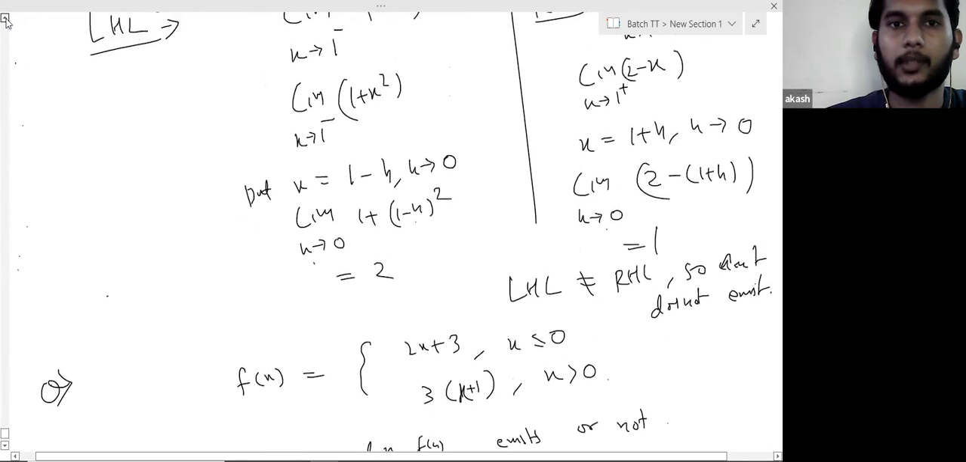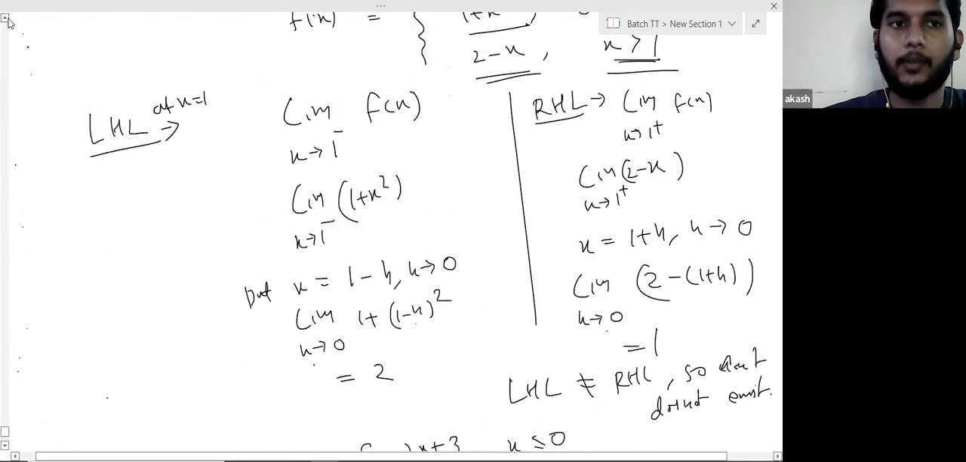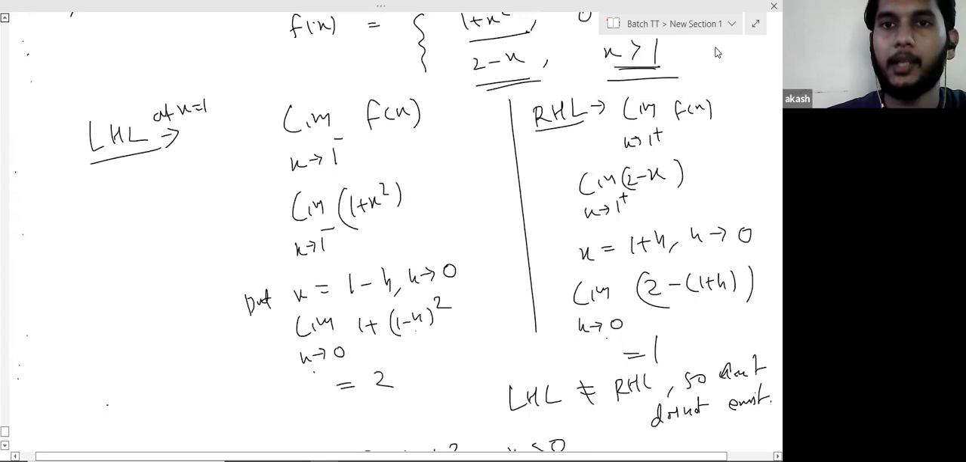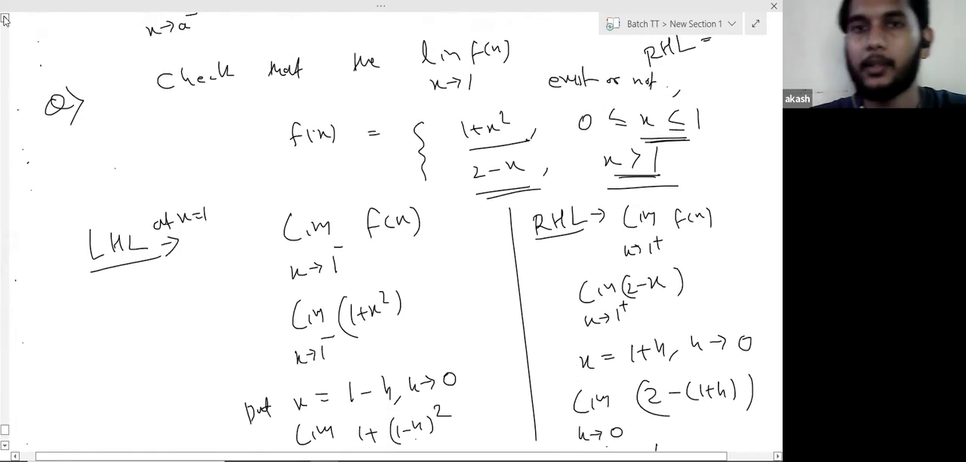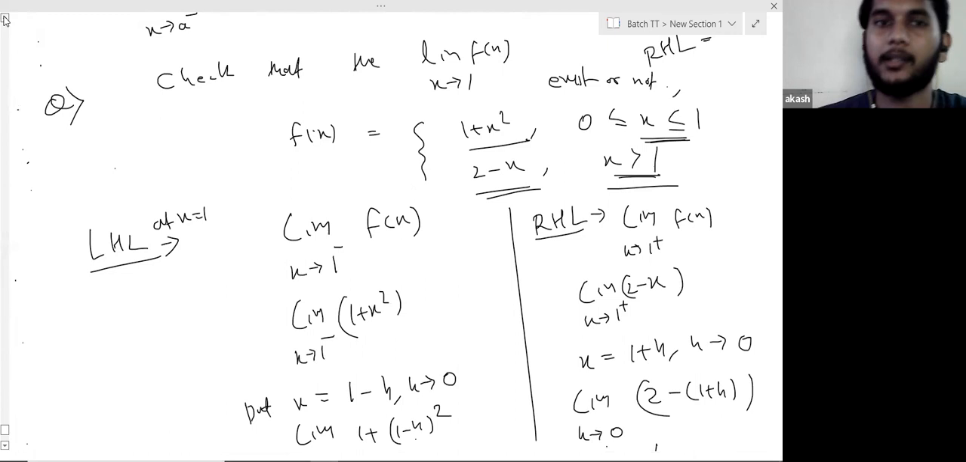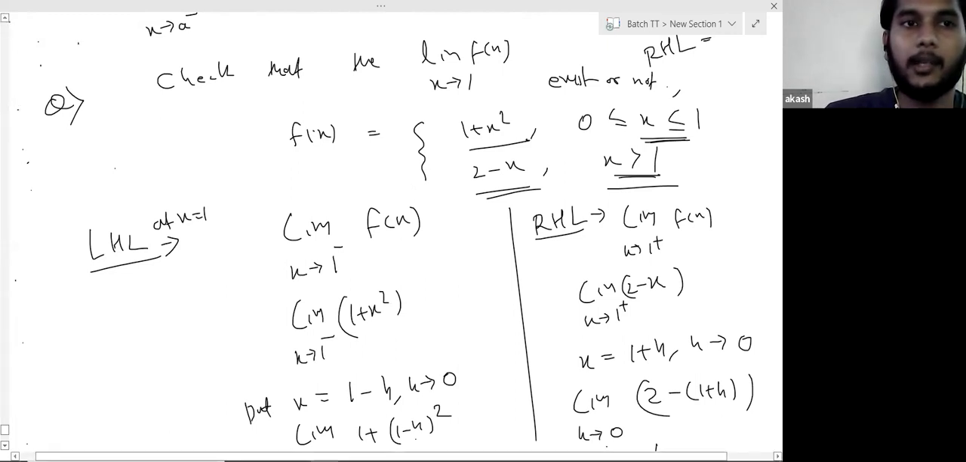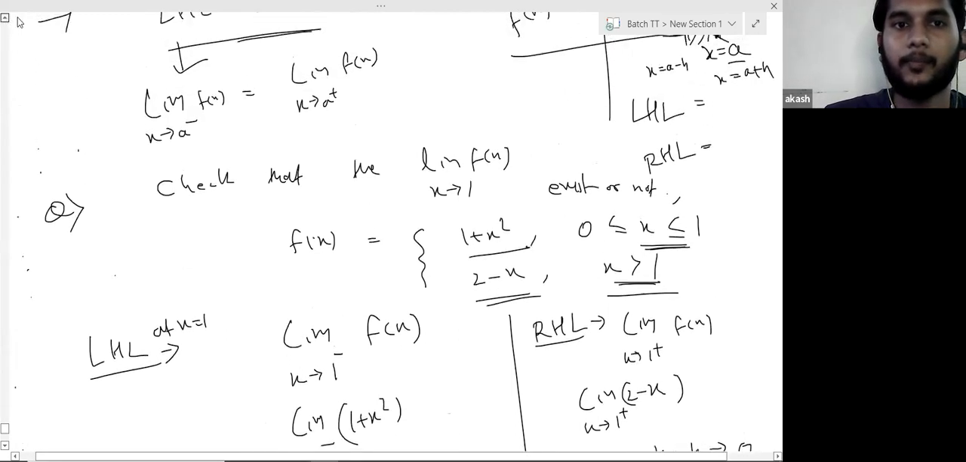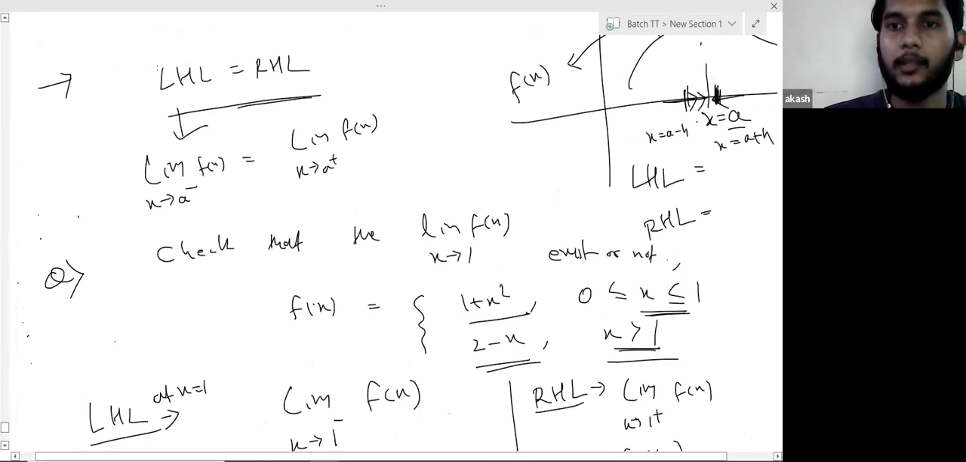Let me give you a quick review of that. We tried to find the limit. We studied all about how to find limits, so we are applying those concepts in questions. When does the limit exist? When LHL equals RHL. I told you LHL and RHL in the last class also. LHL is when we approach the limit from the left side. RHL is when we approach the limit from the right side.